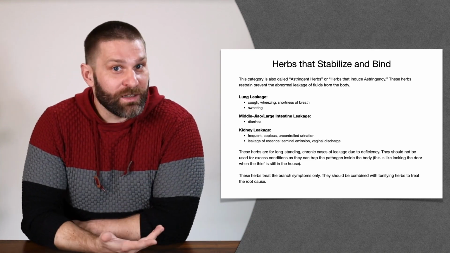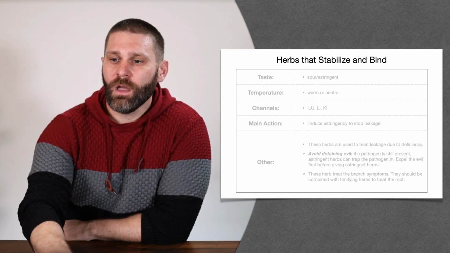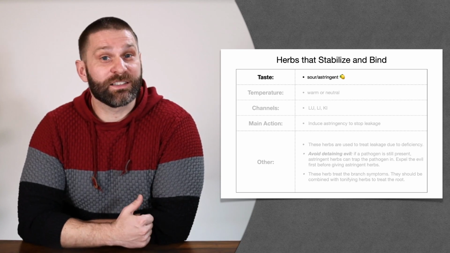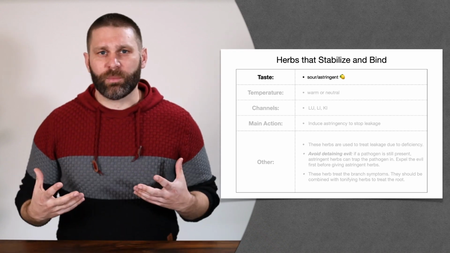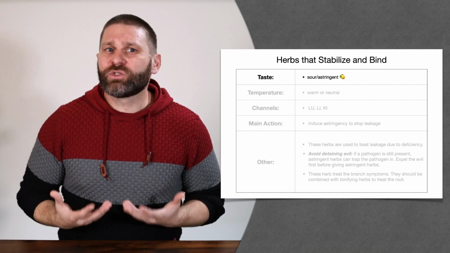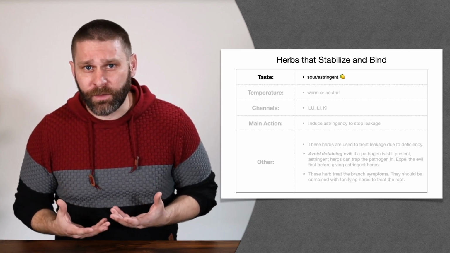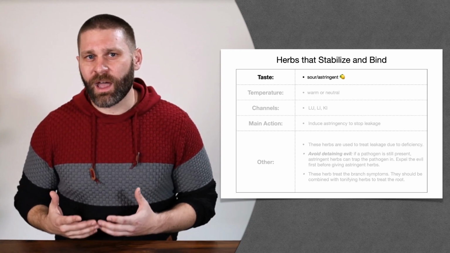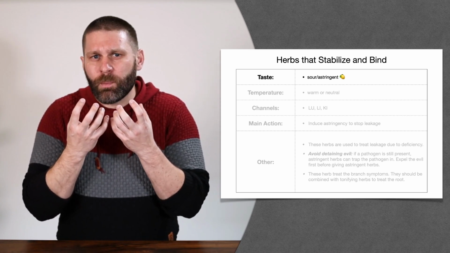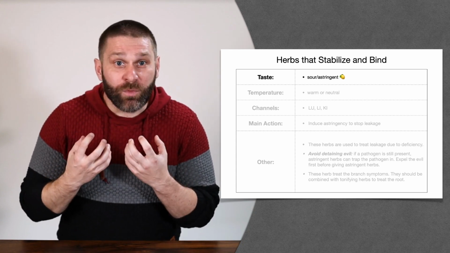We don't use them for excess conditions because that would just trap the pathogen in and actually prolong the disease. And these herbs treat the branch symptoms. We would have to combine them with tonifying herbs to treat the root. So we look at the properties of herbs that stabilize and bind. In terms of taste, these herbs are either sour and or astringent. So remember the sour flavor astringes, it holds things in. And then astringent is an extra property that we don't necessarily call a taste. We don't name it among the 5 flavors, but we talk about it under the same category as properties. And astringent just refers to this action of it causes your mouth to pucker. It has this action, and so we say it has an action of holding things in.